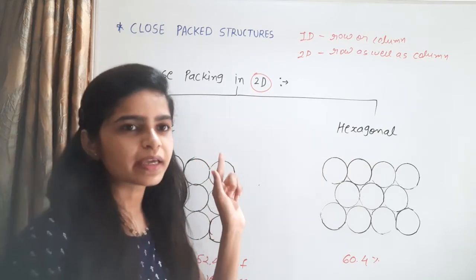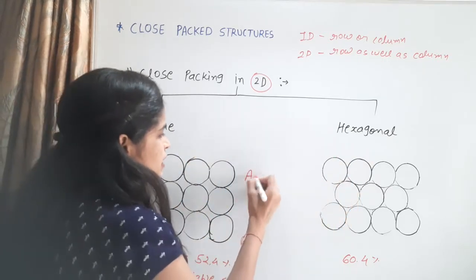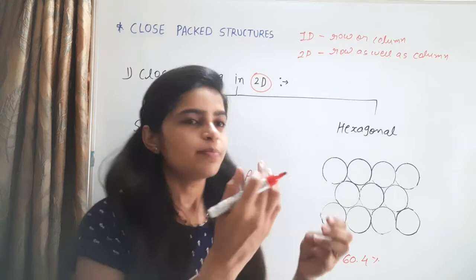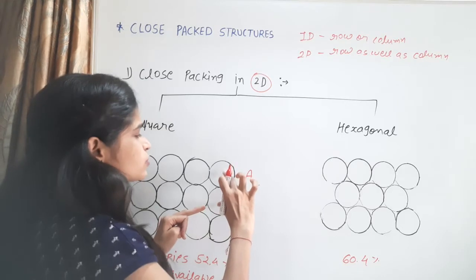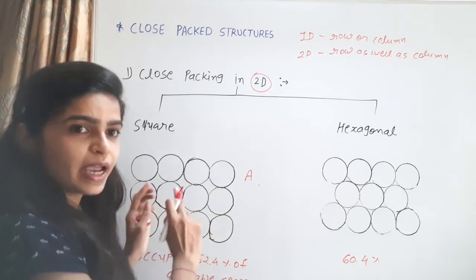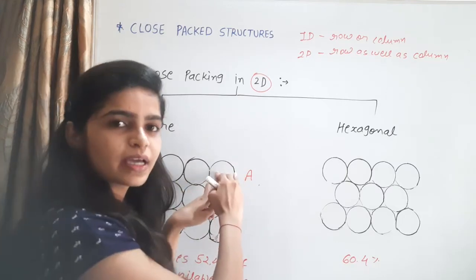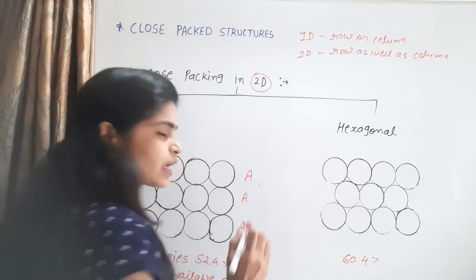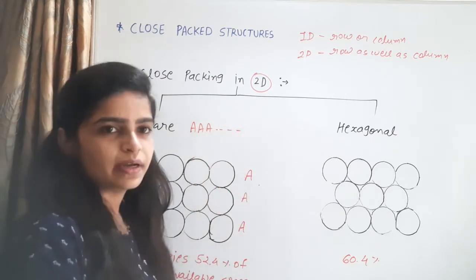In square close packing, the first layer has atoms 1, 2, 3, 4, 5, 6 and so on. The first layer is named A and is arranged in a row. Then the second layer is exactly the same as the first layer, below it. So this is the row and column arrangement, making a square planar close packing. The second layer is also A, the third layer is also A. So we can say its arrangement is AAA type.